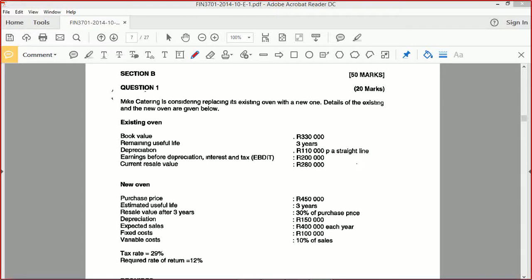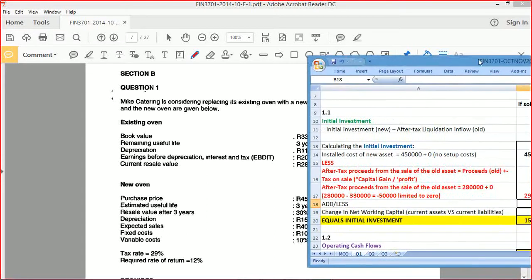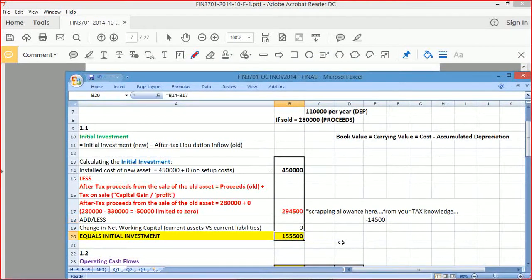Your proceeds of the sale from the old asset are 294,500, which is made up of 280,000 plus tax. There's a 50,000 deficit, because the book value is 330,000 and you sold it for 280,000, so that's minus 50,000. Minus 50,000 times the tax rate of 29% is 14,500, which you add to the 280,000. I see, I just didn't include the 14,500. That gives you 294,500 as the total proceeds of the sale of the old asset.